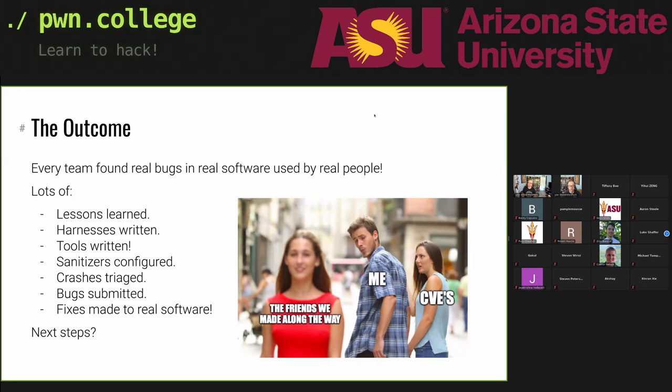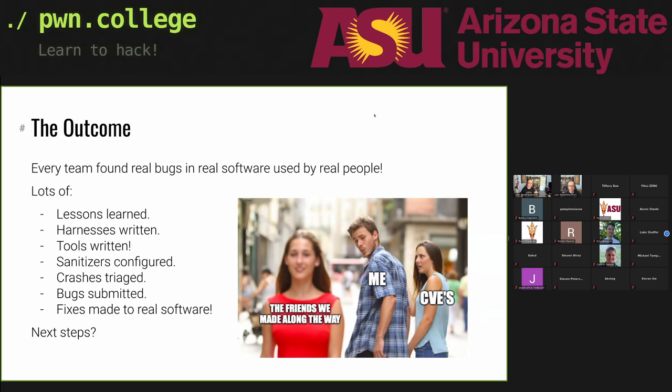And so what about the outcome? Well, all the teams found real bugs in real software used by real people. Not everyone got CVEs for them. Not every bug was a critical code execution bug. Plenty of null derefs and so on. But, you know, the real bugs are the friends we made along the way. Everyone got a lot of hands-on cybersecurity experience, and that is great.